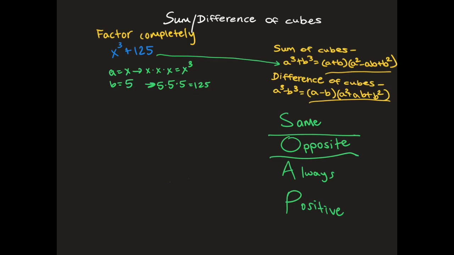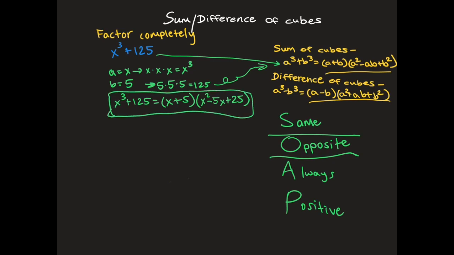So now let's just simply plug it back into our equation. So you've got a cubed plus b cubed. So x cubed plus 125 is equal to a plus b. A is x plus our b value is 5, times a squared, x squared, minus ab, so minus 5x, plus b squared. So 5 times 5, plus 25. And that is our final solution. So seems simple enough, right?